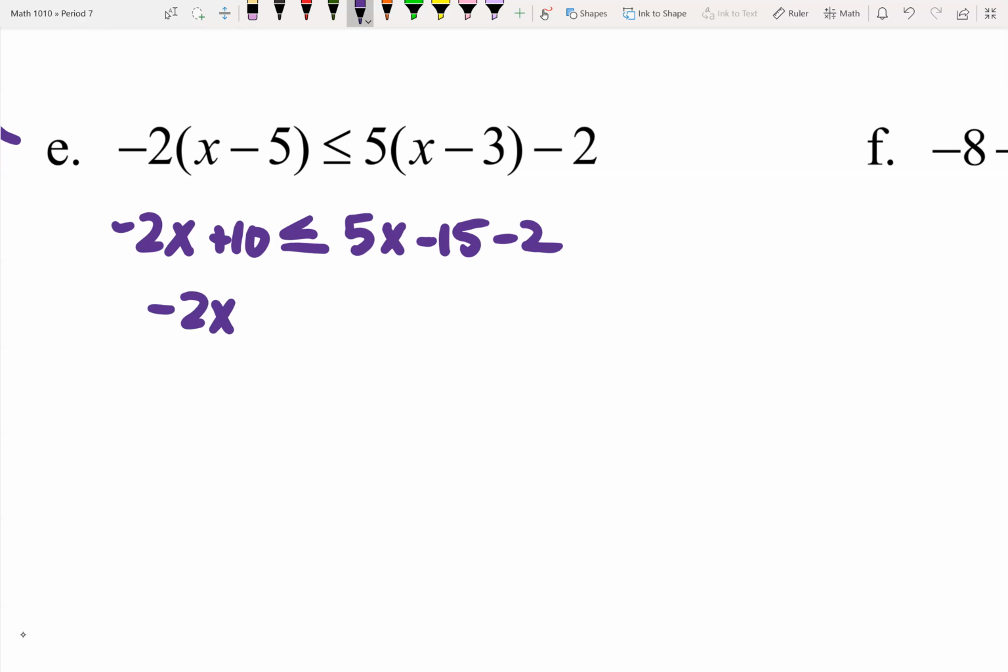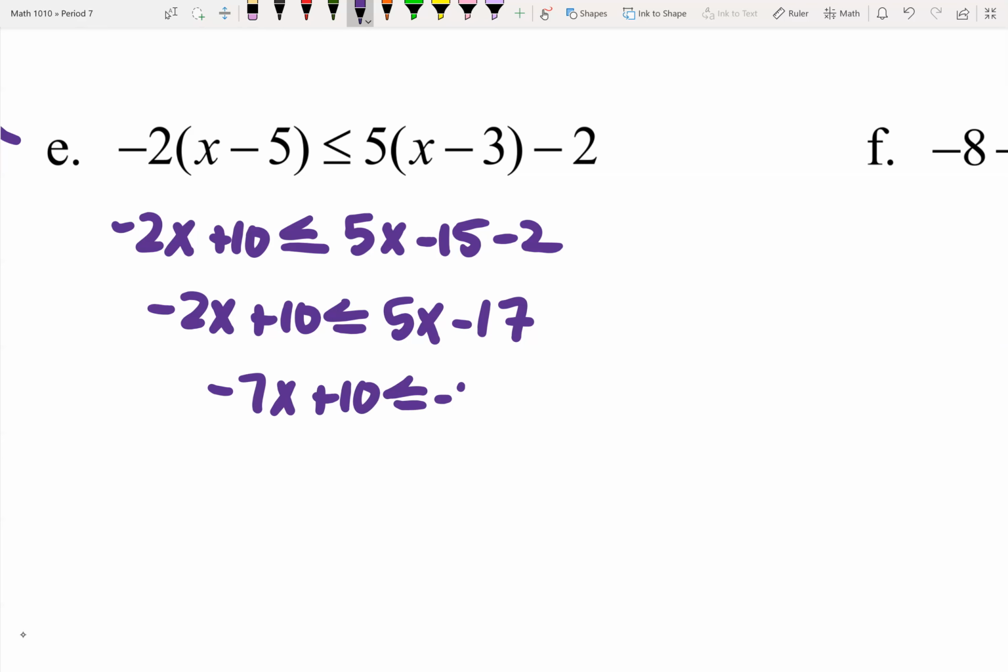So everybody go negative 10x plus 10 is less than or equal to 5x minus 17. Now this is important. Should I get my x's together first, or my constants first, or does it really matter? It technically doesn't matter. But if you don't, I think you're going to mess up. It's the x's. And I always want you to take the x's to the left. So move your 5x over, it becomes a negative. So you have negative 7x plus 10 is less than or equal to negative 17.